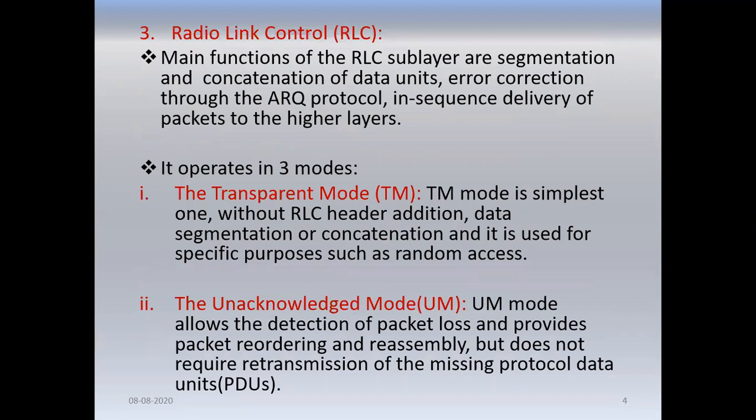Next, we have the radio link control, RLC, protocol. Here again, the main functions of the RLC sublayer are segmentation and concatenation of data units. So a huge amount of data, a sequence of data, is available from the user side to the network side or the other way around. Its function is segmentation and concatenation. If it is a smaller set of data, concatenate and make it a set of data which is suitable for transmission, or if it is larger data, then segmentation is done.